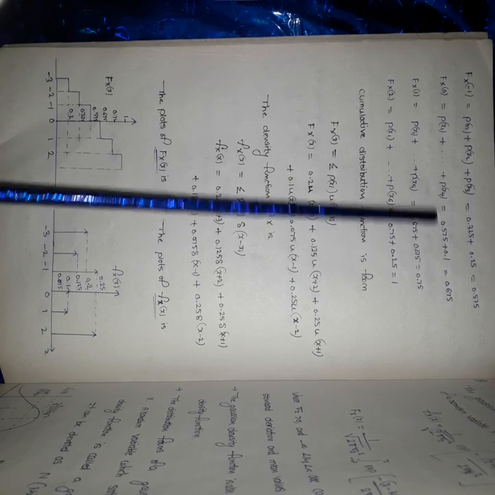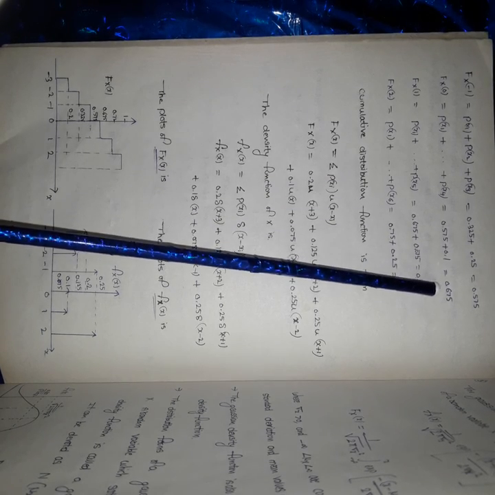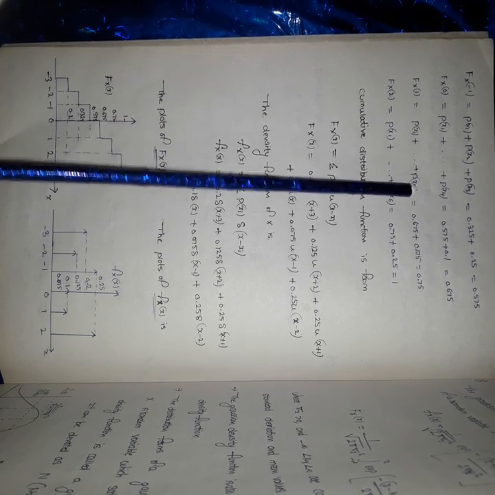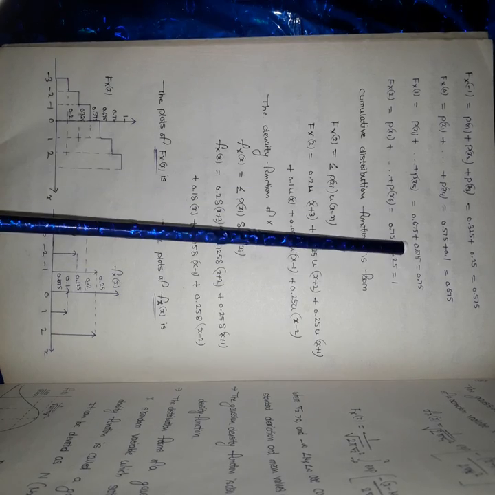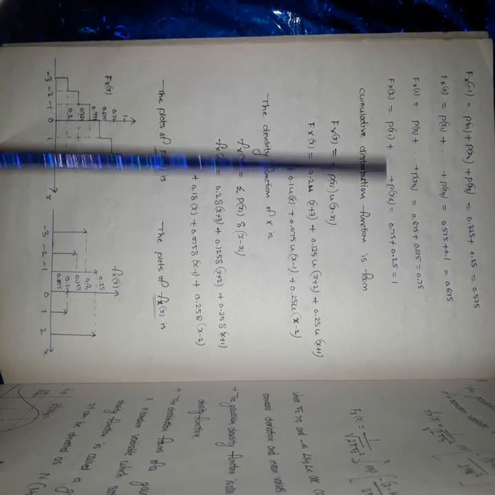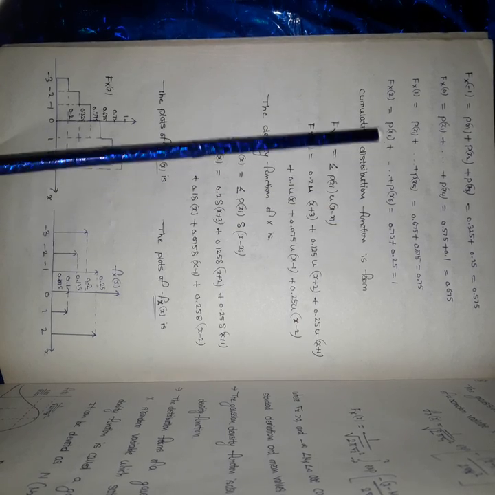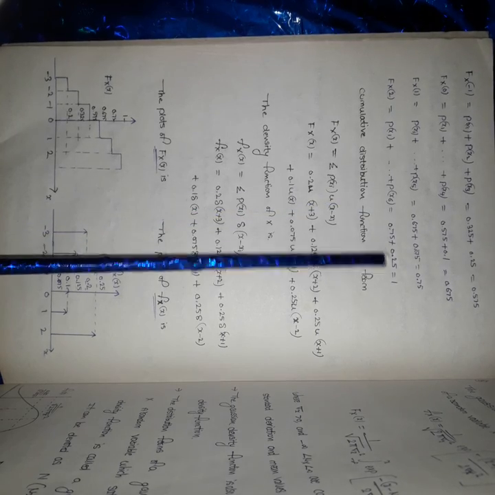0.575 plus 0.1 is nothing but 0.675. Fx of 1 is equal to P of x1 plus, and so on, up to P of x5. That is why, the value of x5 is 0.075, so the value is 0.75. Fx of 2 is nothing but P of x1 plus, and so on, up to P of x6. That value is 0.75 plus P of x6, whose value is 0.25, so the value is 1.